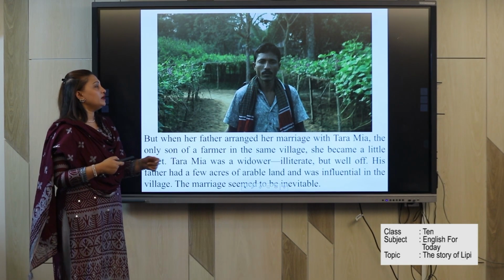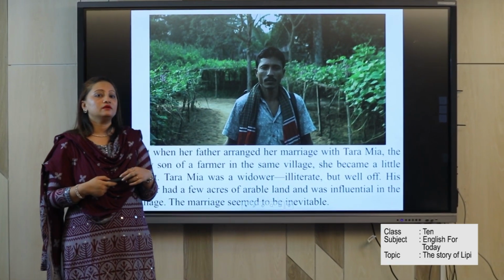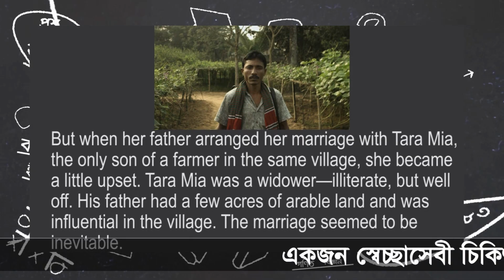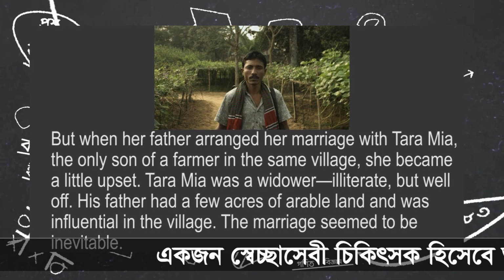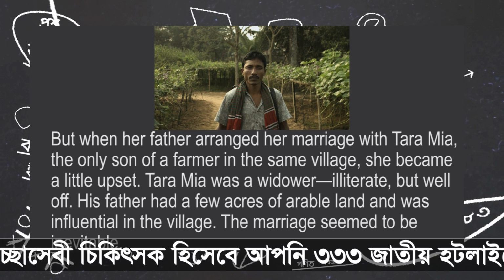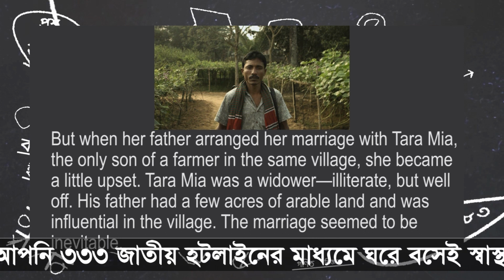So for Taramia this is the second marriage, but Lipi's father decided on it because Taramia's financial condition is good, but Taramia is an illiterate man. Okay, first we need to know the meanings of illiterate and widower, both are here, you can find them in your book also.